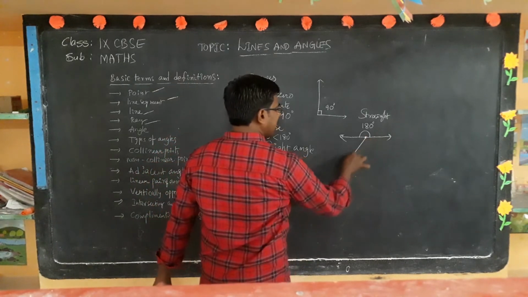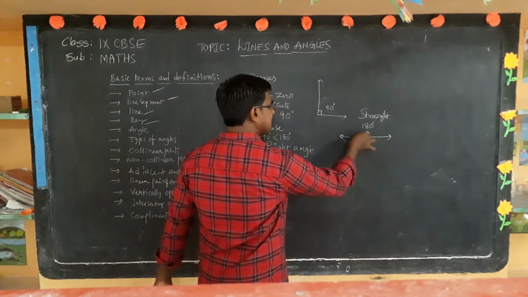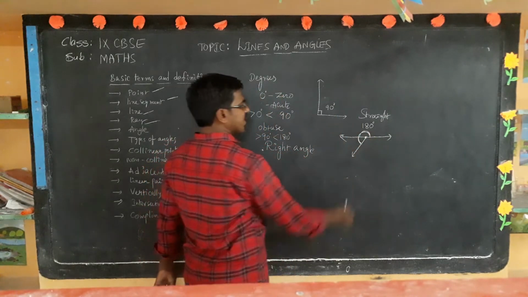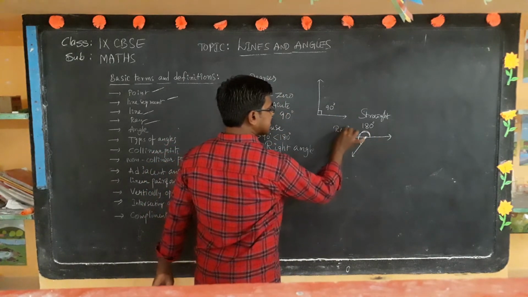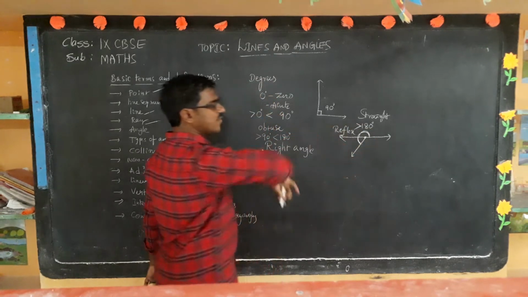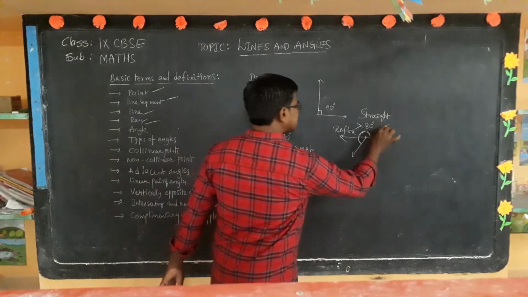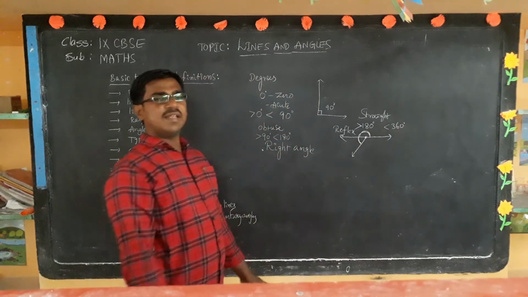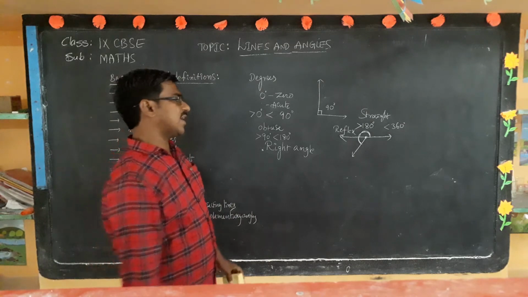So if again both rays are like this, then what we call this angle is nothing but a reflex angle. If the measure of an angle is greater than 180 and less than 360, we call that angle a reflex angle.